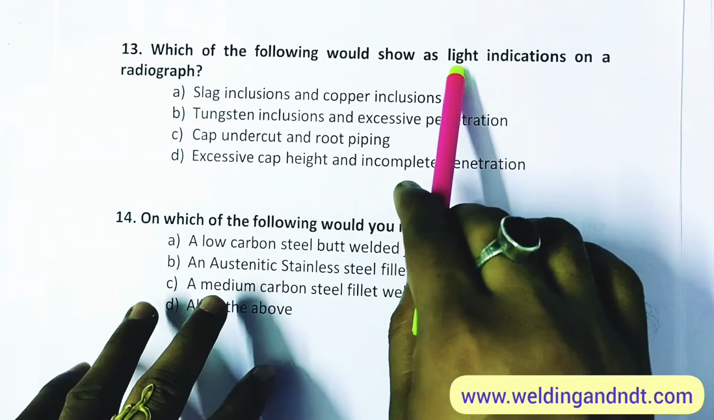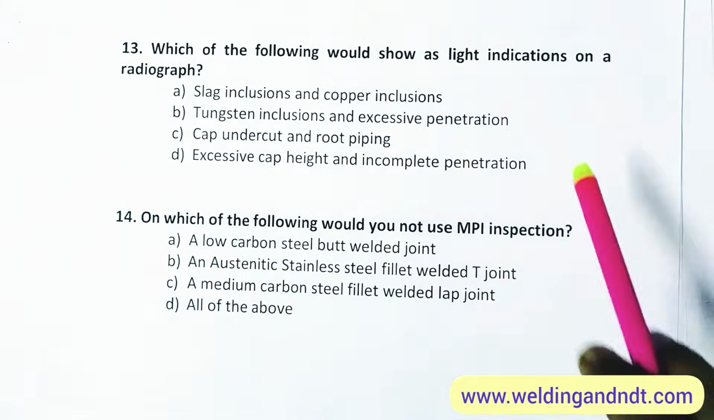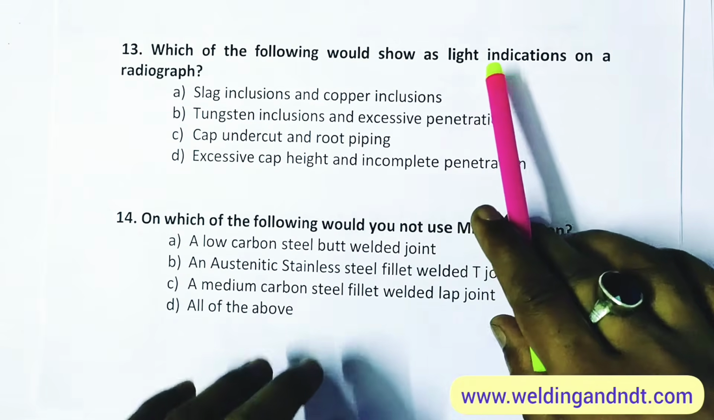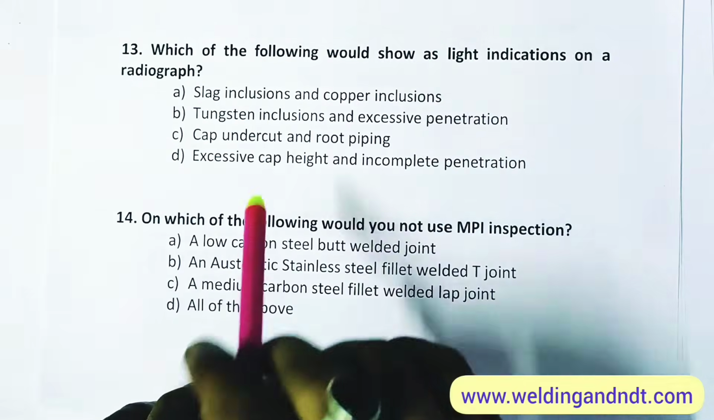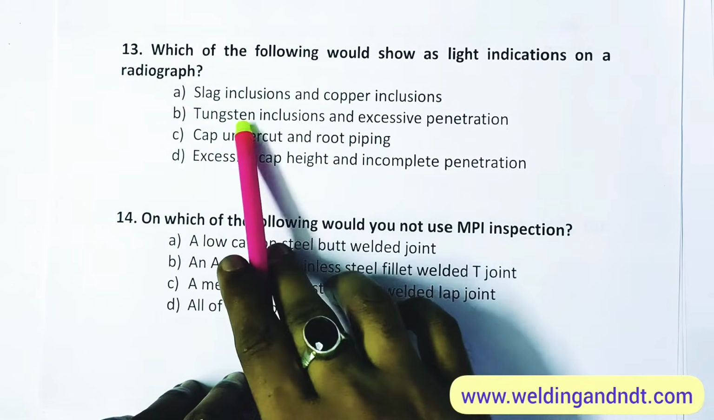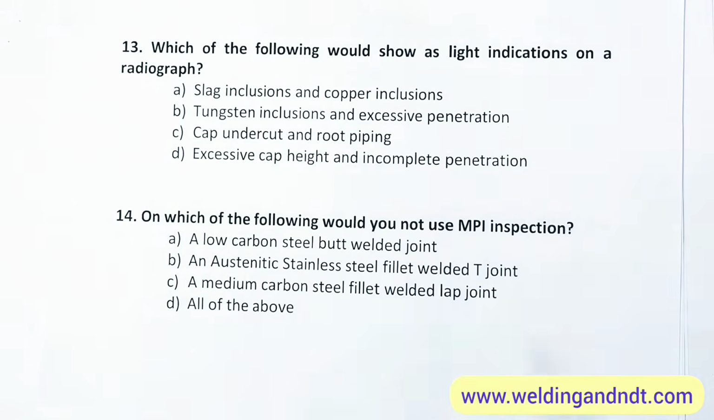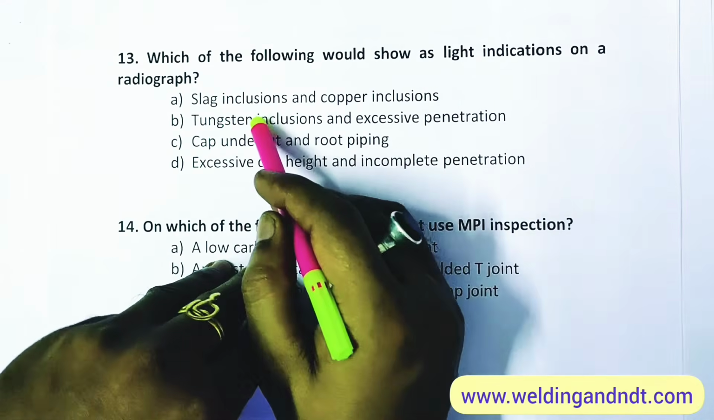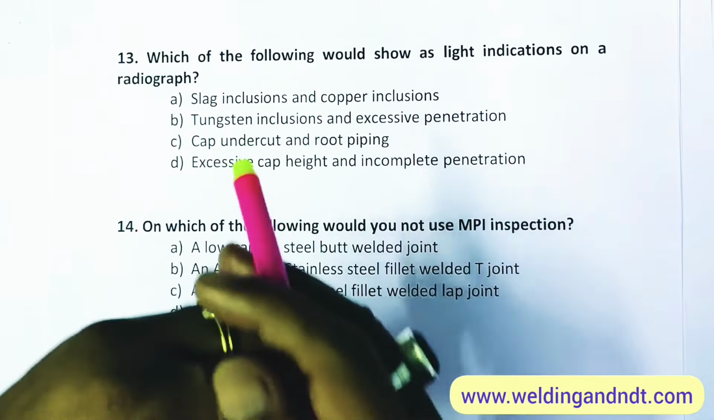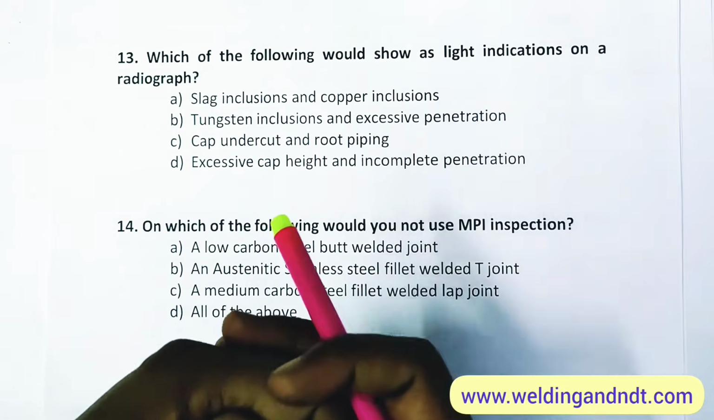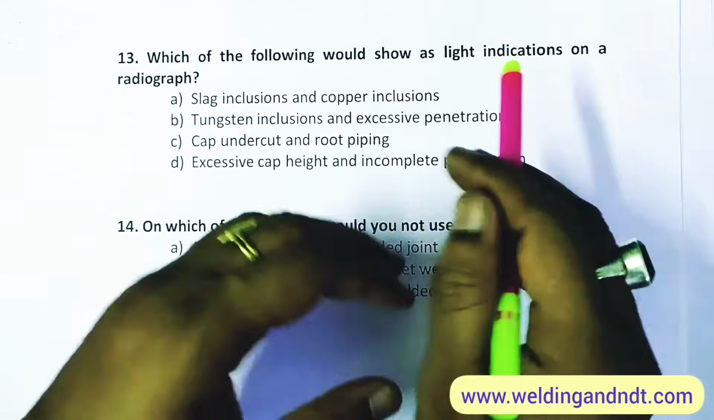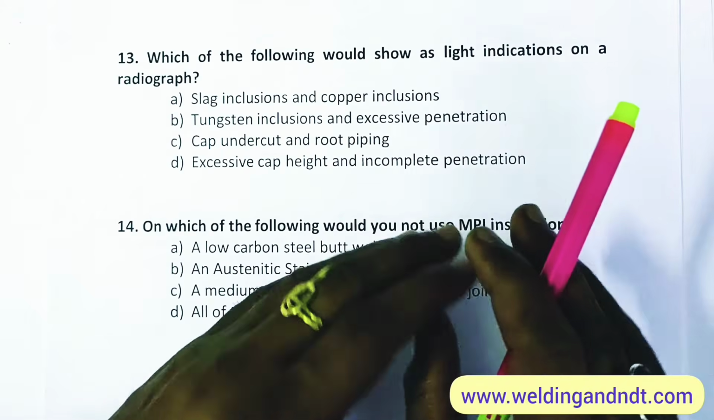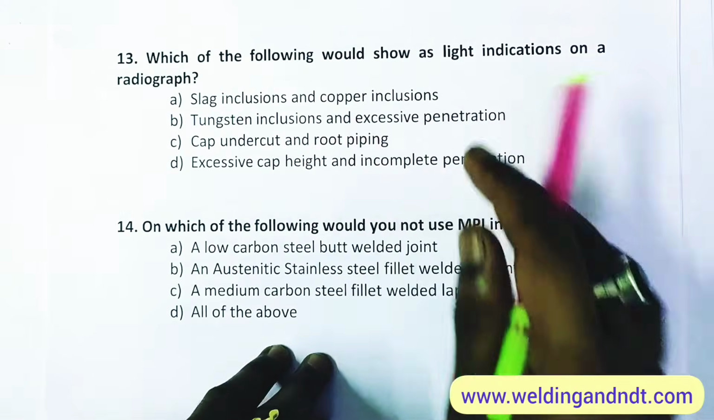Which of the following would show as light indications on a radiograph? So I had explained that greater density indications will show as light indications. So greater density: slag inclusion and copper inclusion, tungsten inclusion and excessive penetration, cap undercut and root piping, excessive cap height and incomplete penetration. So among these options, option B is correct. Why? Because tungsten inclusion, the density of tungsten is always more than the base metal. And second, excessive penetration: logically you can say that its density will be more than the adjacent material. Hence the answer will be B.